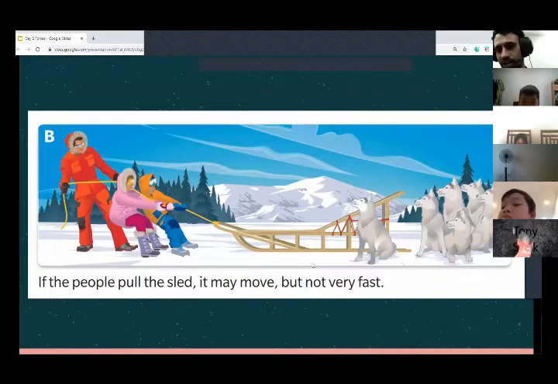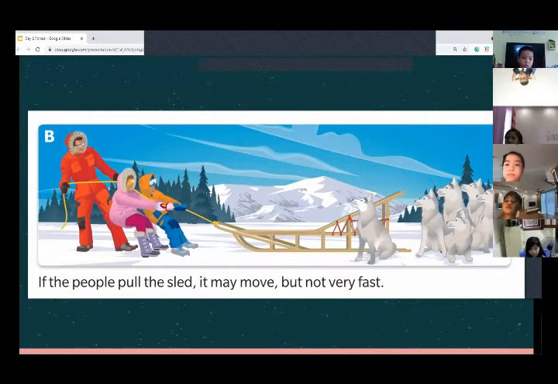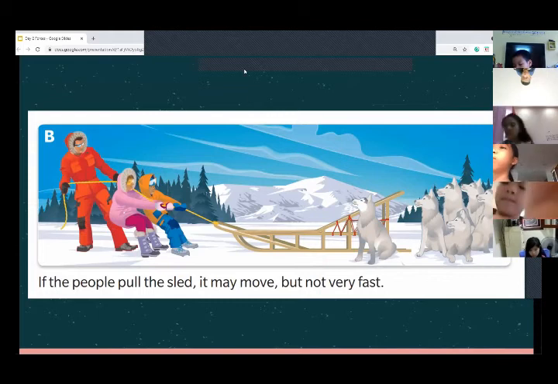Okay, now they're pulling. Who can read the sentence under the picture? Let's have Hi Long Potato. Could you read this for me? If the people pull the sled, it may move, but not very fast. And do you think this picture is correct? The humans are pulling the sled? Yes. Okay. We'll see if you're correct.